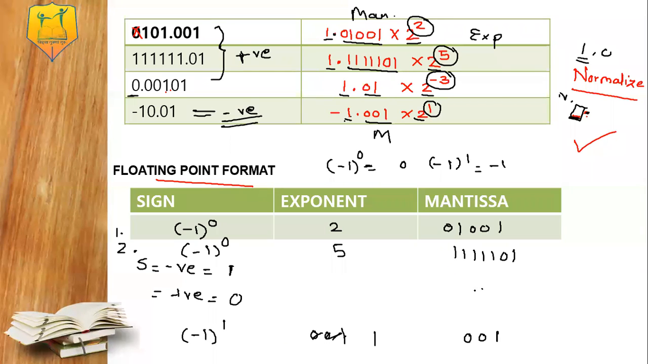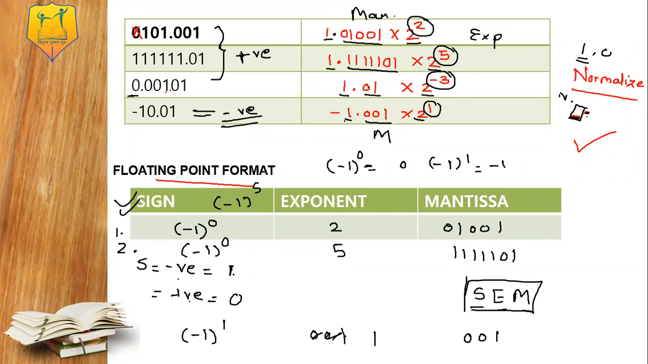So the format is nothing but SEM: sign, exponent and mantissa. This is the actual format which I wrote over here. Here we can write our floating point format in terms of sign, exponent and mantissa. Here -1 raised to sign S. S becomes 0 when the number is positive. S becomes 1 when the number is negative. Hope you understand.